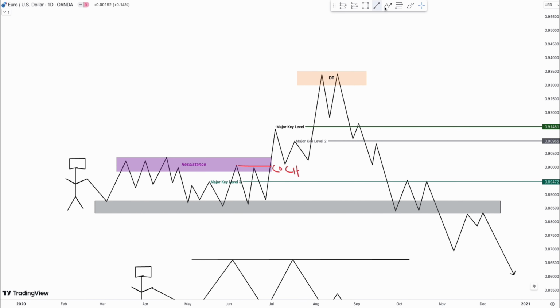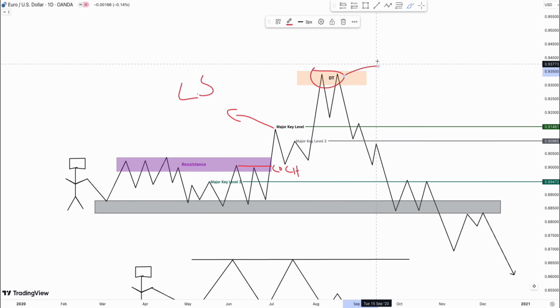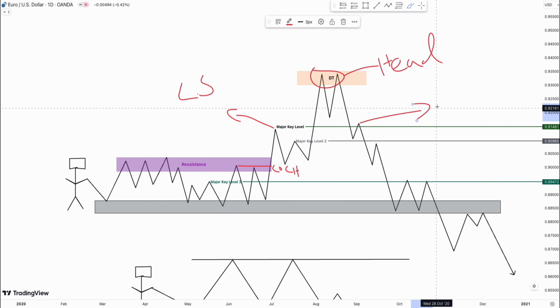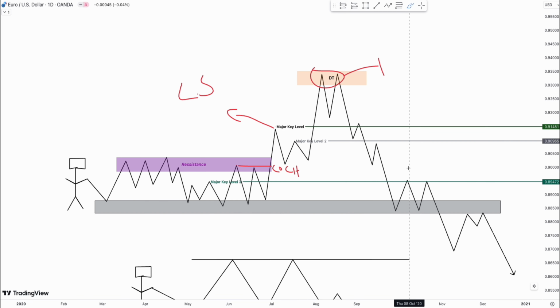This one right here, this is the left shoulder, and then this is the head right here, and then this is the right shoulder, right? Shoulder, head, and shoulder. And now when we have a head and shoulders pattern like this, price is definitely gonna go down a lot. So you can be confident with that, okay? You have multiple confluences here.